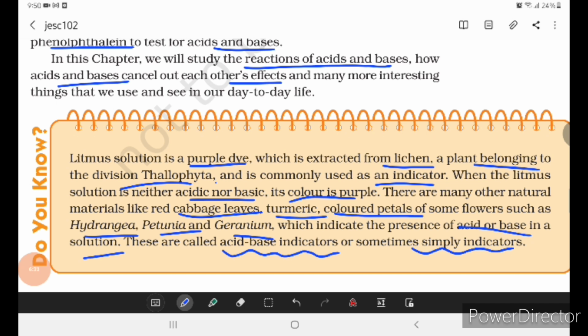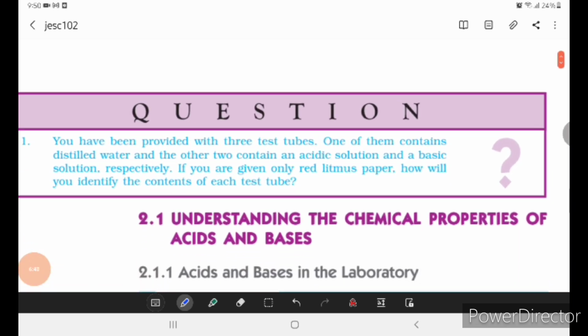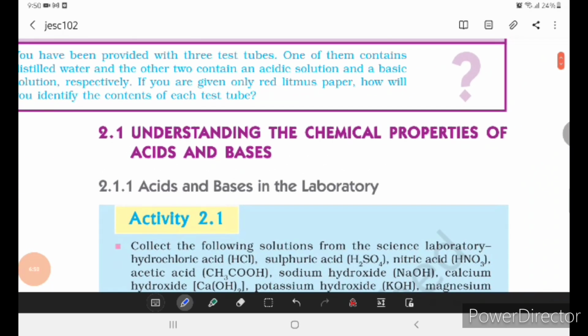If the solution is neither acidic nor basic, it remains purple in color. There are also some other natural materials such as red cabbage leaf, turmeric, colored petals of some flowers like hydrangea, petunia and geranium from which you can test for acids and bases. That's about litmus solution.